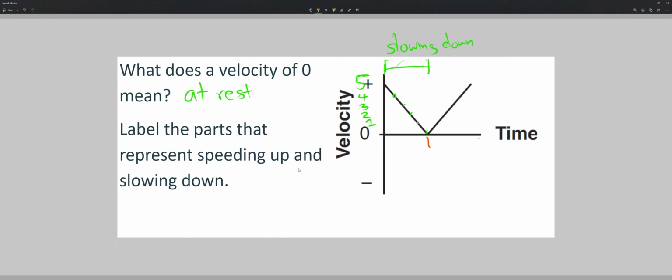And this part, well, you can clearly see that my velocity is increasing over time, which means I'm speeding up during this part. You can definitely see the numbers increasing, or rather the line is going away from 0. So it means you're speeding up.